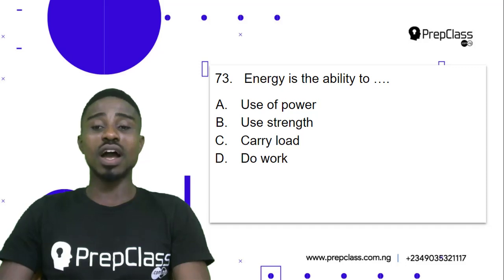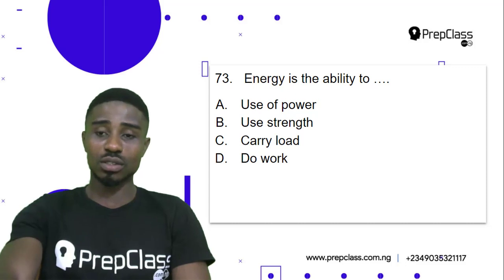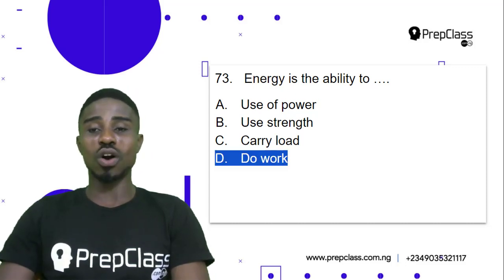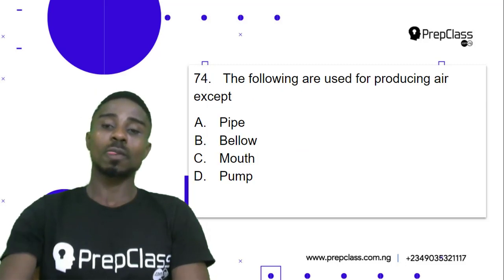And where do we derive our energy from? We derive our energy from the food we eat. So that energy from the food we eat is called the chemical energy. So it's this energy that gives us the ability or the capacity to do work. So our correct answer would be option D, do work. Let's check it out. Question 73, option D, do work, is our correct answer. Let's look at the next question.